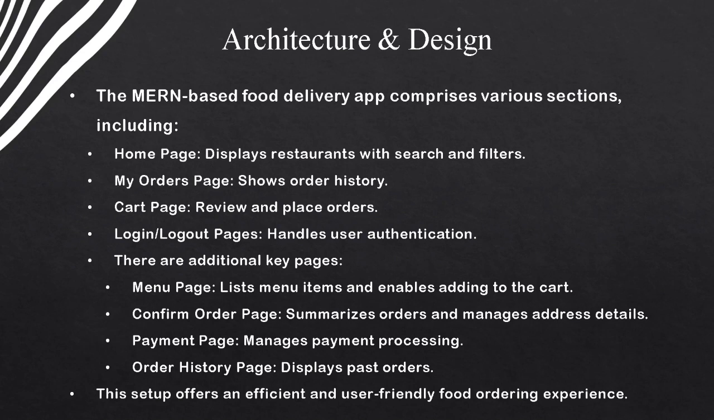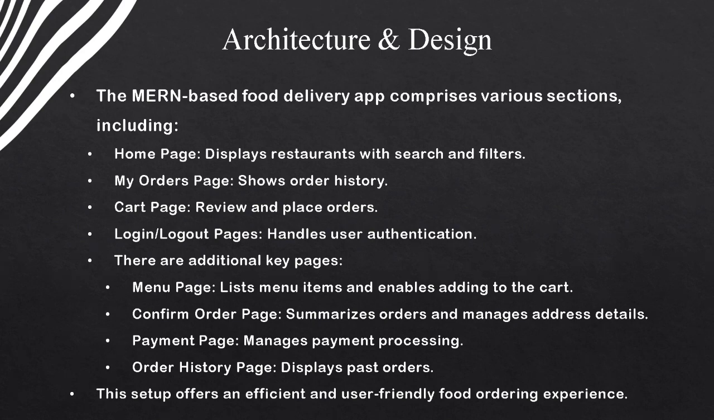Coming to the architecture and design. The MERN based food delivery app comprises various sections, including the home page, which displays restaurants with search and filters. The My Orders page shows order history, the cart page lets you review and place orders, and the login and logout pages handle user authentication.